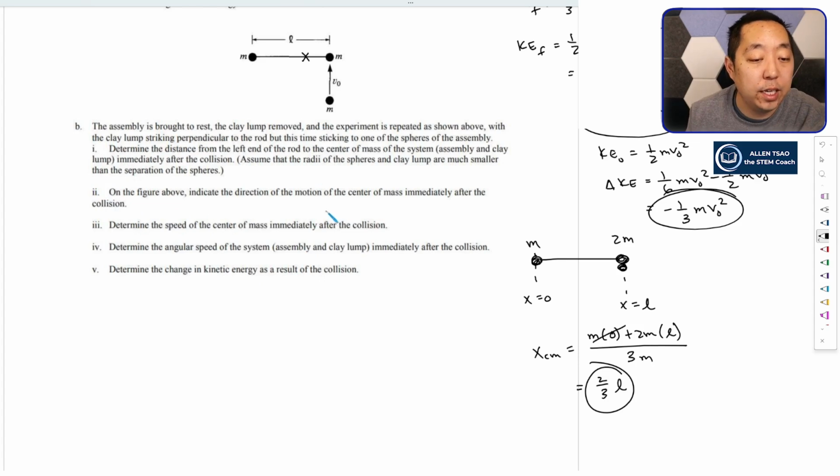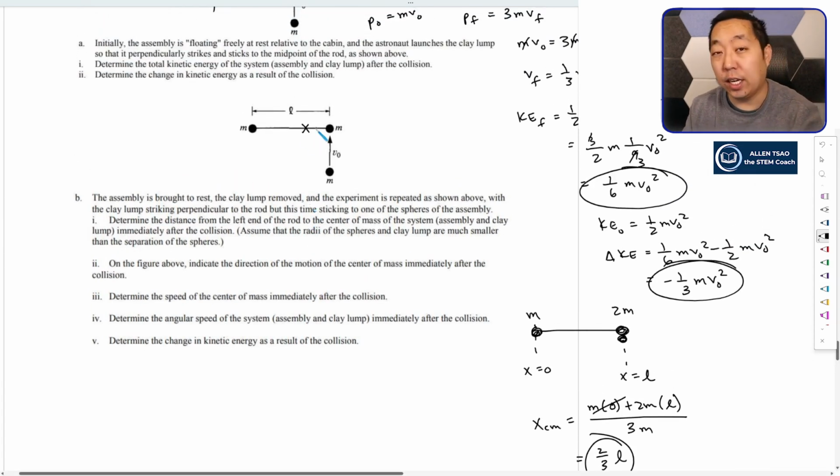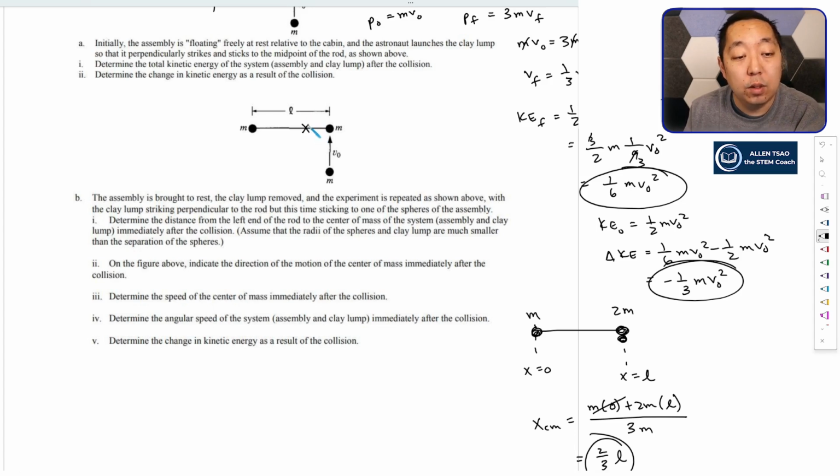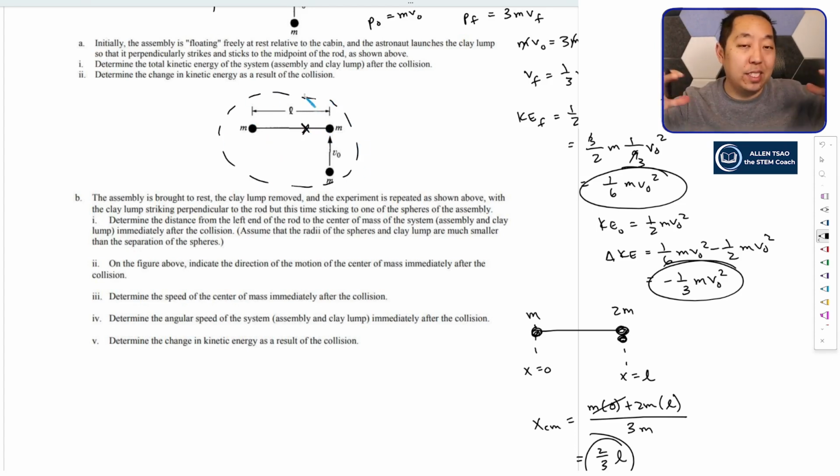Okay, on the figure, indicate the direction of the motion of the center of mass immediately after the collision. So you kind of think, what's going on with the center of mass? Well, remember, when we have the whole system together, if there's no external impulse, this is still unit 4 stuff, the center of mass velocity is not going to change.